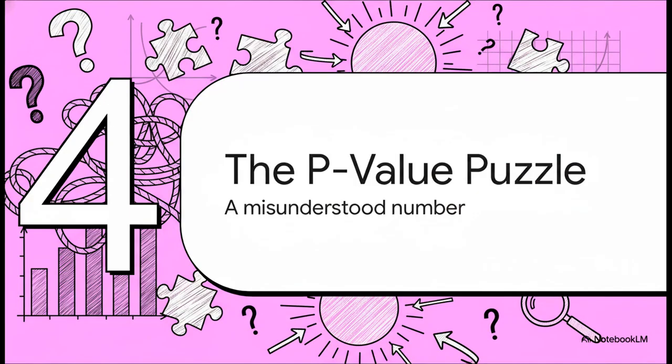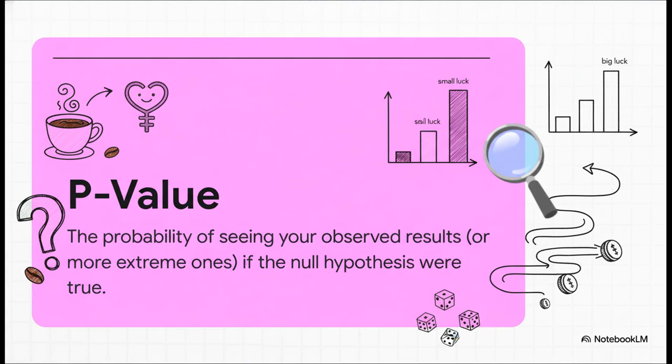Okay, so now we get to the heart of the matter, the key piece of evidence that the statistical test spits out. It's called the p-value, and it is probably the single most powerful and yet most misunderstood number in all of science. So what is it really? A p-value answers a very specific question. It asks, if the null hypothesis, the no effect idea, was actually true, what's the probability we'd see the results we saw in our study just by pure random chance?